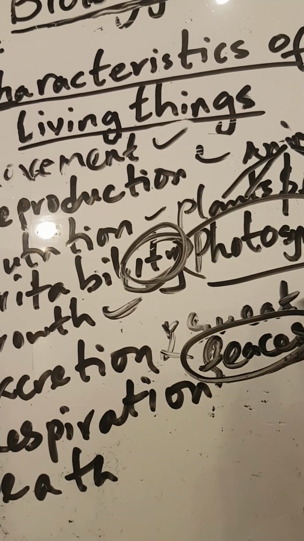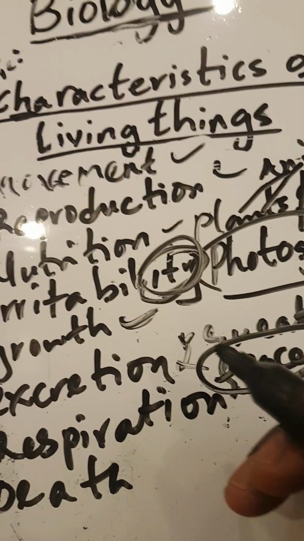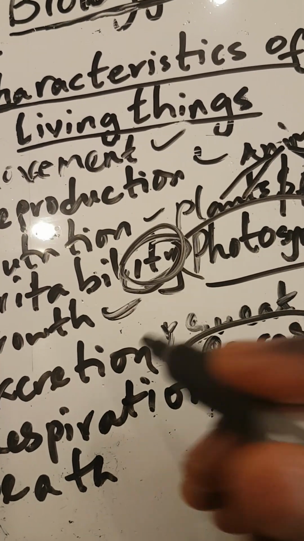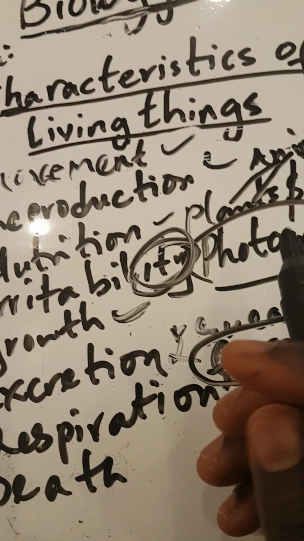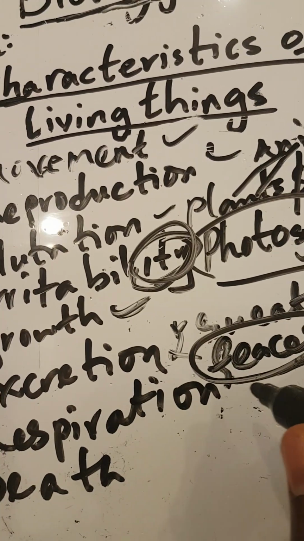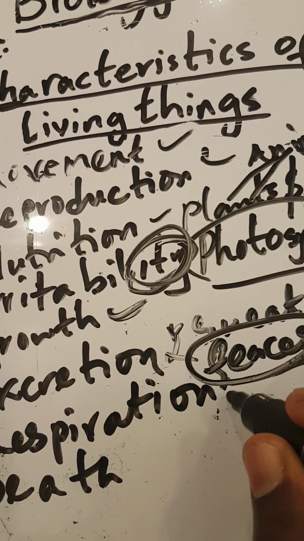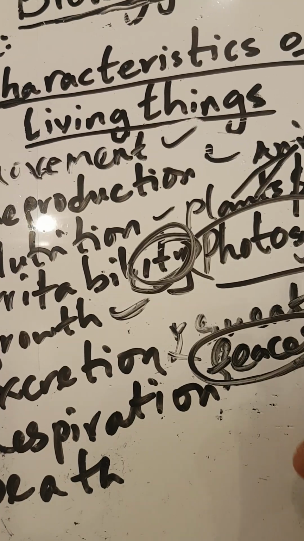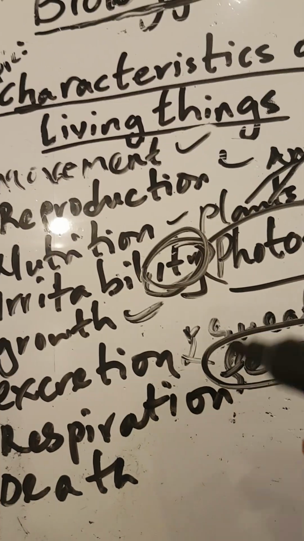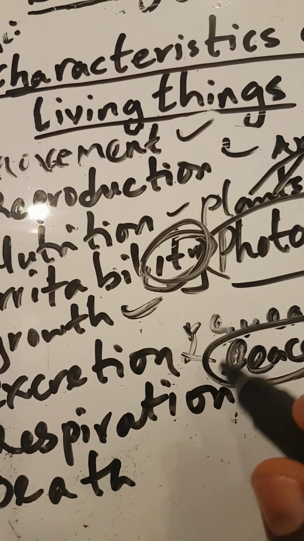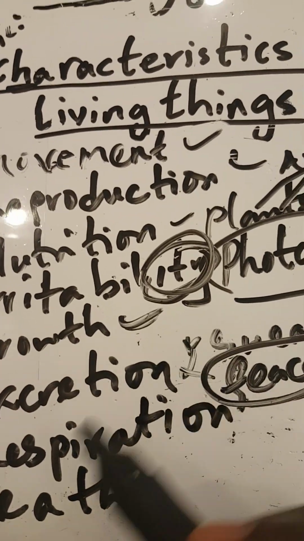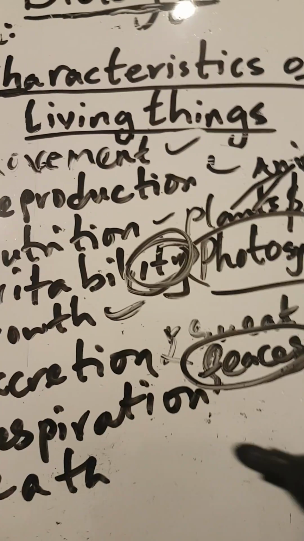Animals excrete feces and human beings also excrete feces. We can also excrete carbon dioxide. Animals excrete carbon dioxide and inhale oxygen, while plants inhale carbon dioxide and excrete oxygen. So excretion is part of what we call characteristics of living things.